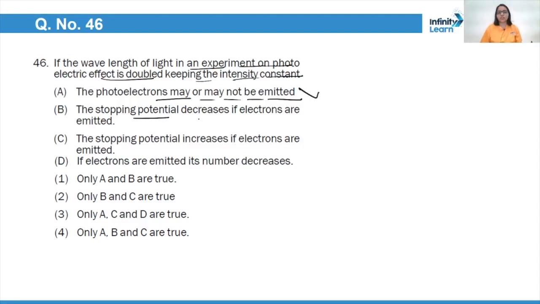Next is, the stopping potential decreases if electrons are emitted. Okay, so over here electrons which are emitted will have less kinetic energy, because by increasing the wavelength, the total energy is decreasing, right? So maximum kinetic energy is directly proportional to stopping potential, right? So because of the decrease in kinetic energy, stopping potential decreases. So this is also true. Okay, so in this case option A and B are true, so the correct answer is option 1.